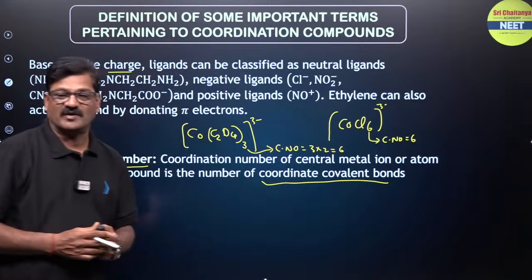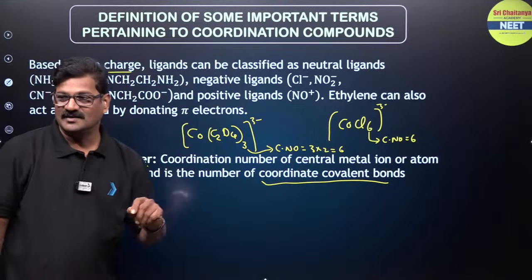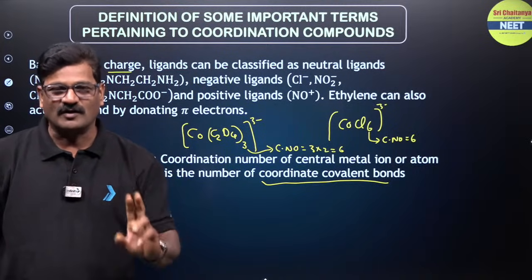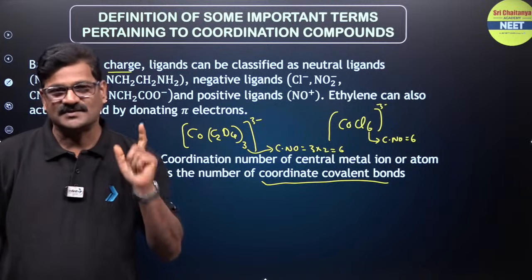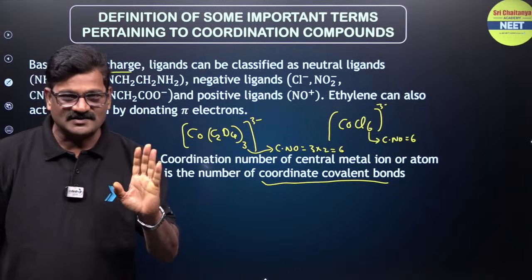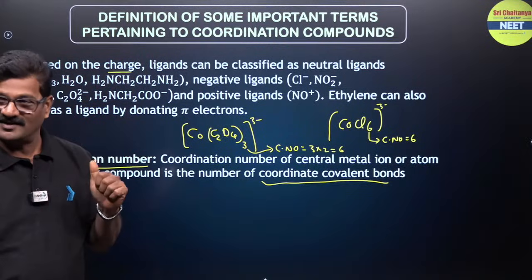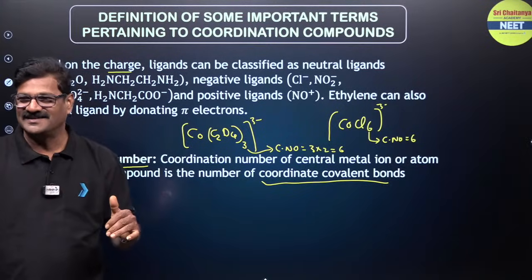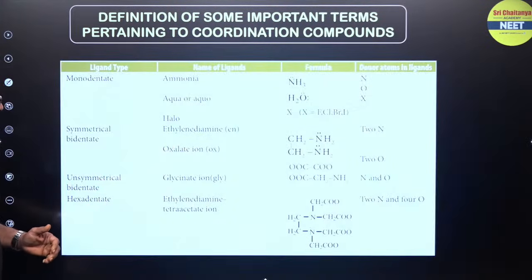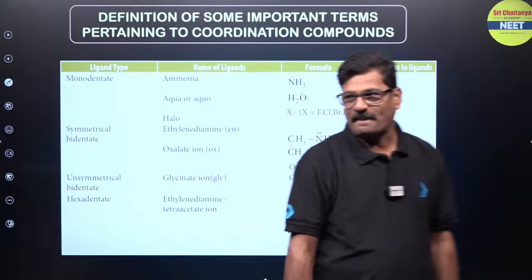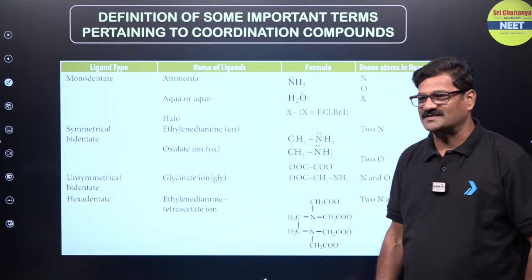How is it 6? Because this is an oxalate ion, and the oxalate ion is a bidentate ligand. So one oxalate ion can form 2 bonds, and 3 oxalates together give a total of 6 bonds. So the coordination number is 6. Understand? Clear? Fine. So these are the various coordination entities that I want to show you: ligands, coordination number 6.